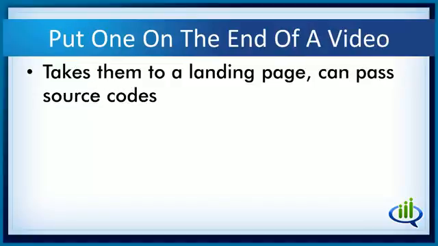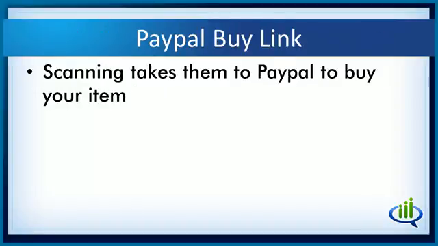How about if you put one on the end of your video, which takes them to a landing page, and you can pass some source codes through there so that you actually know where people came from who came to your particular video. Here's one that I mentioned before, a PayPal buy link. You could say, buy this via PayPal. They scan that, it immediately takes them to their PayPal page, and they're able to buy it immediately.